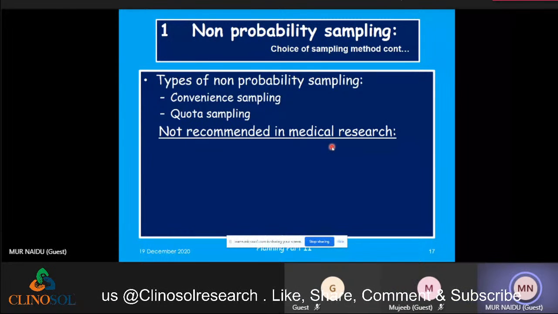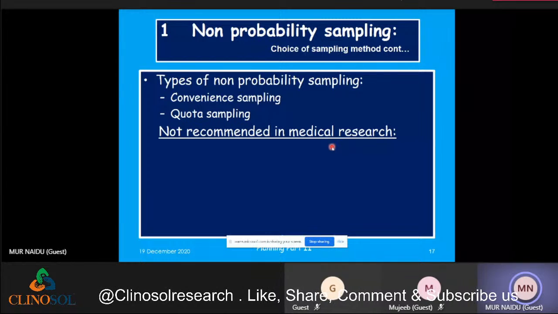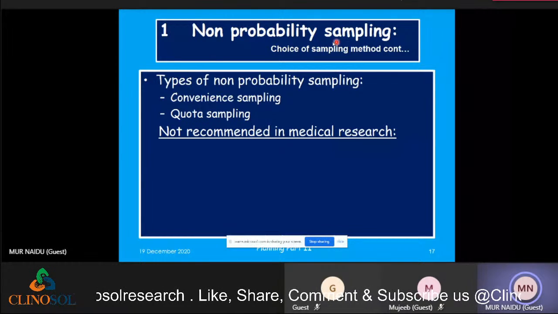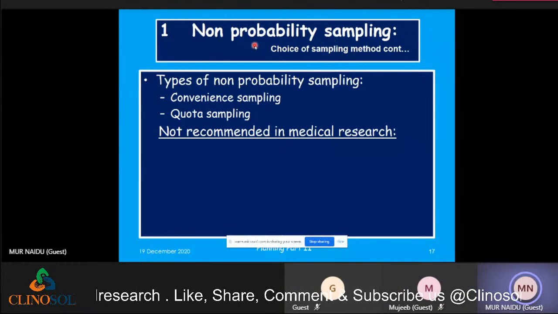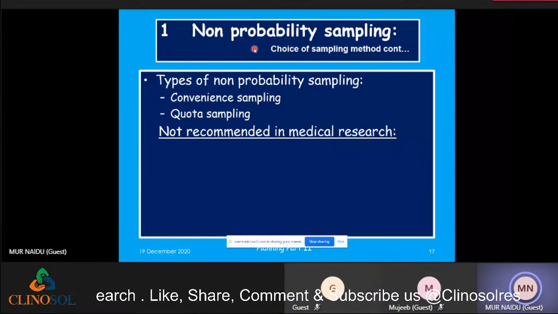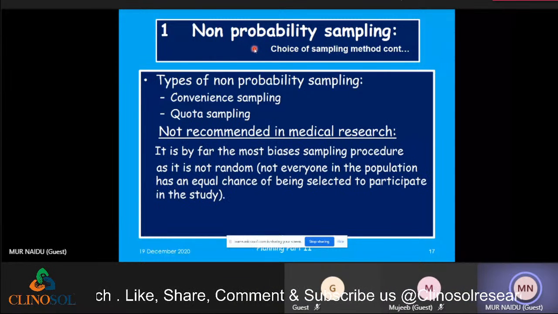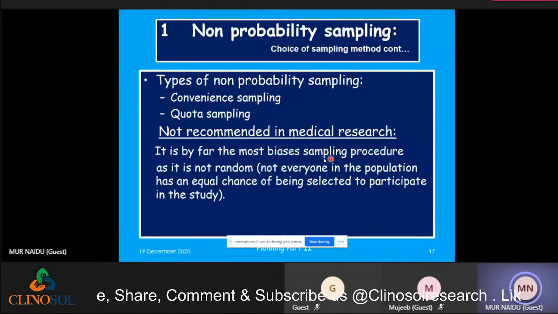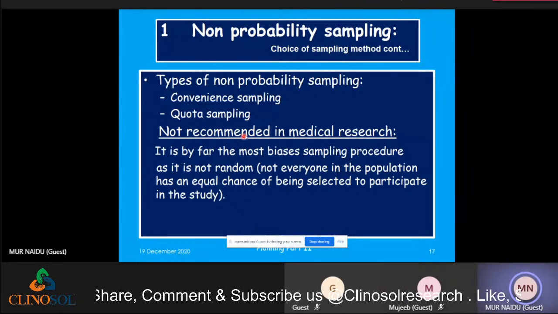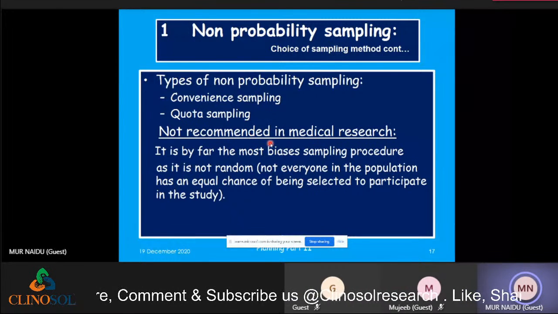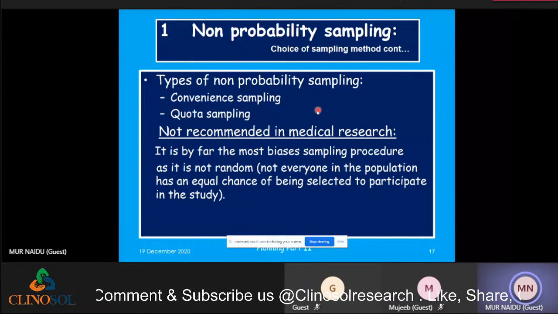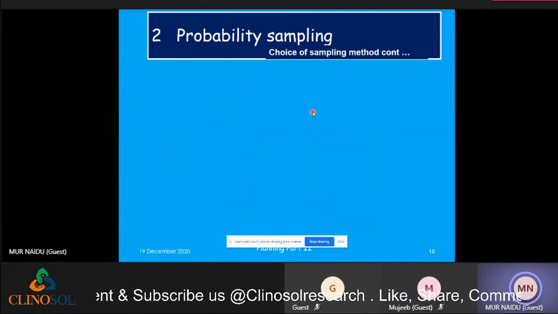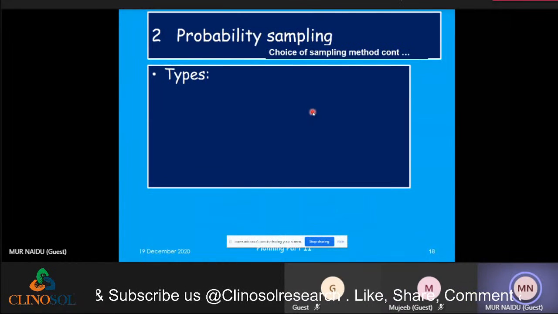Really, if you want to do good medical research, which should be useful for the public, better never use non-probability sampling. Casually, for your thesis or dissertation, it is okay. It is the most biased sampling process and there is no randomization. So better not use a non-probability sampling method in a clinical trial. The best one is to go for probability sampling because there is very good randomization.